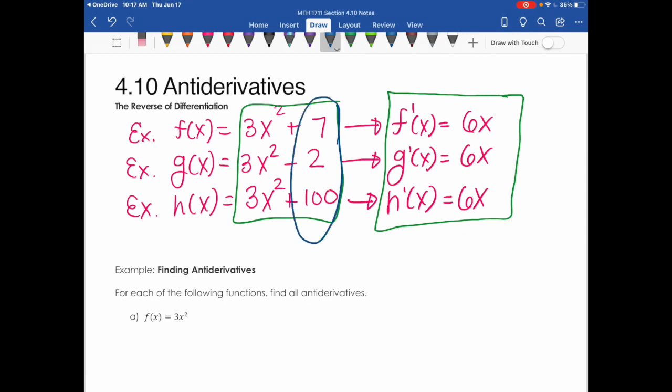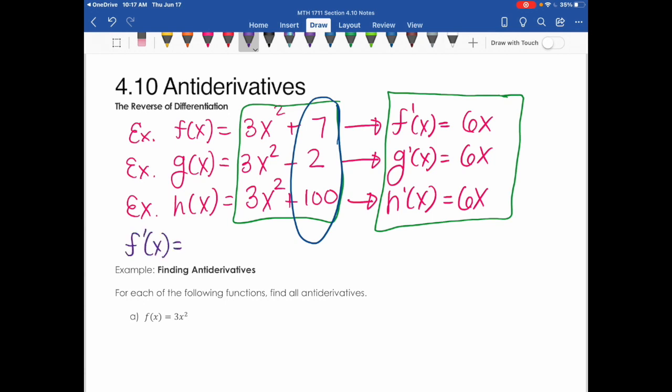So if you notice, we have the same derivative, 6x, that belongs to all of these functions. The only difference is the constant, and that is because when we take the derivative of a constant, you get 0. So when we work backwards, we have to take into consideration that there's a constant.